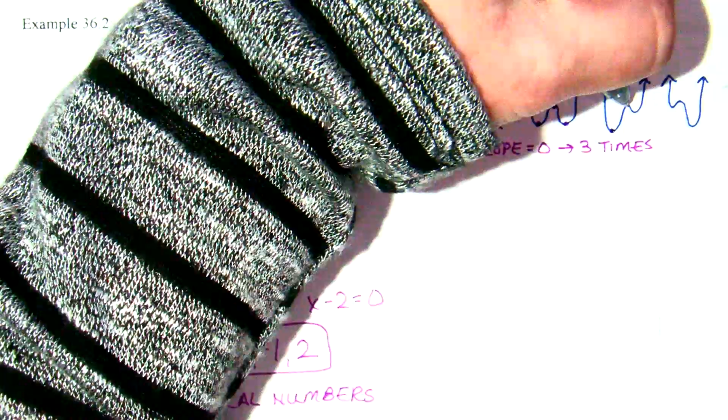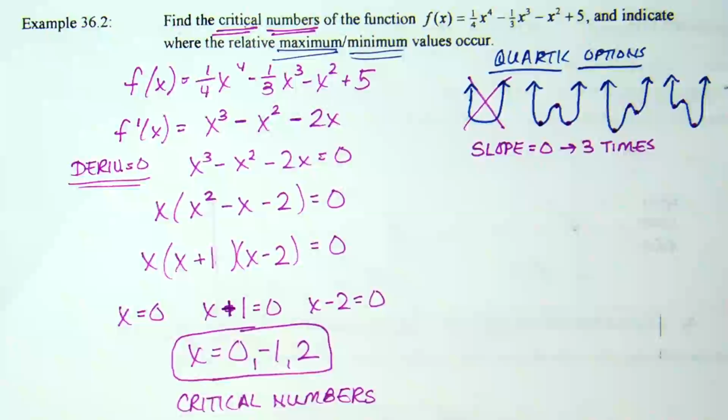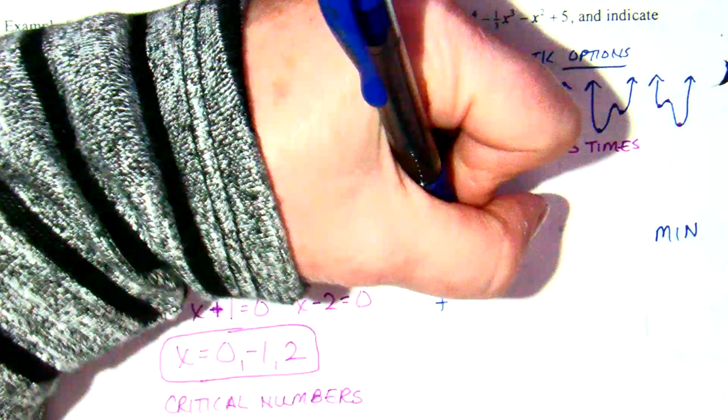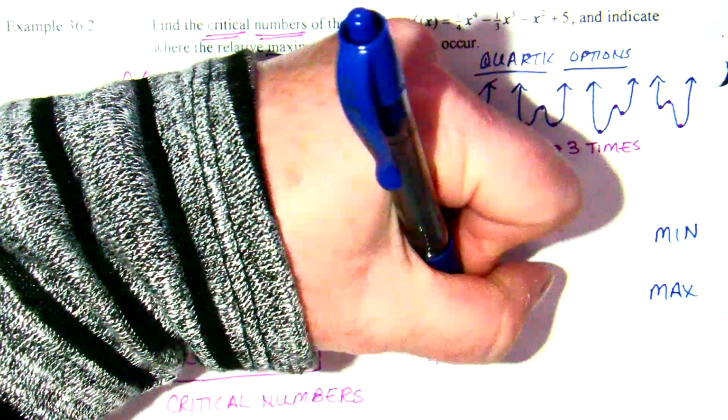Min, max, min. So now, as we think about min, max, min, think about your critical numbers in order. What's the first one? Negative 1. So f of negative 1 is going to have to be a min. F of 0 is going to have to be the max. And f of 2 is going to have to be the min.